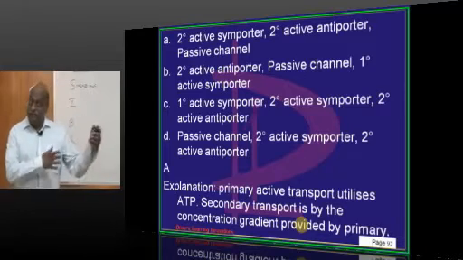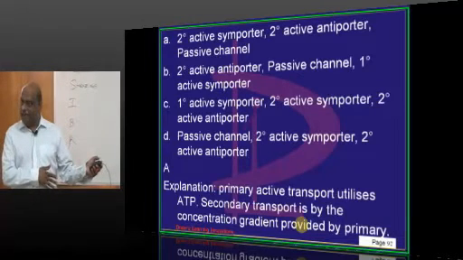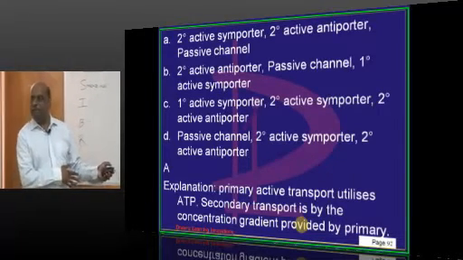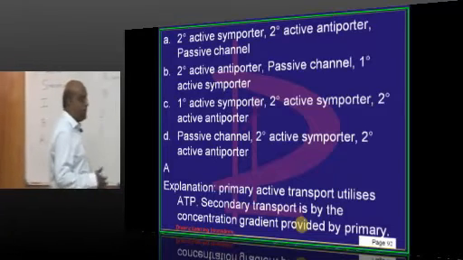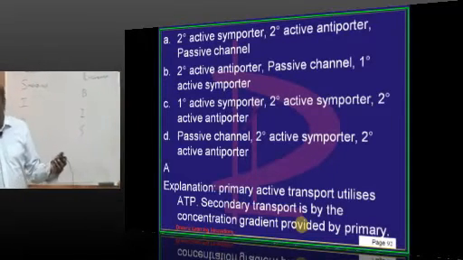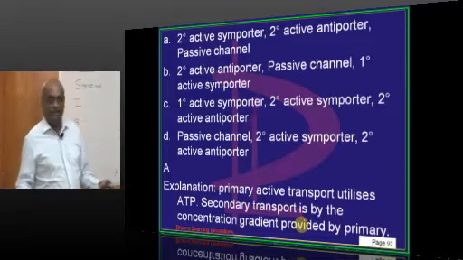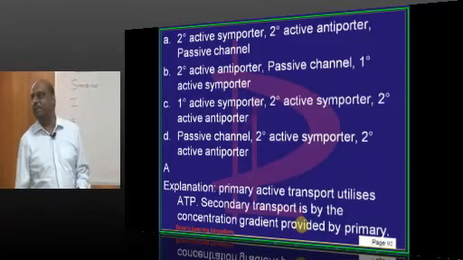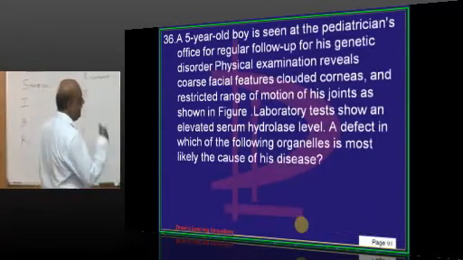So the elder sister who did all that effort and utilized her ATP is primary, and the younger brother who read her notes and passed out by the gradient created by her is secondary transport. That's what you need to appreciate.